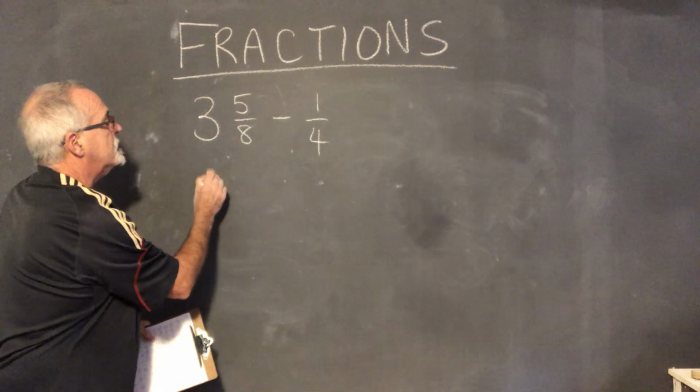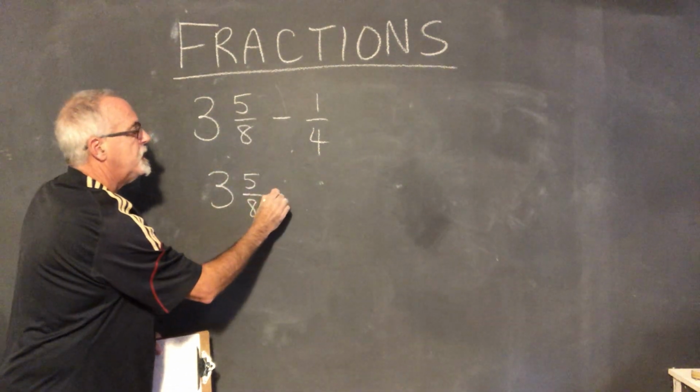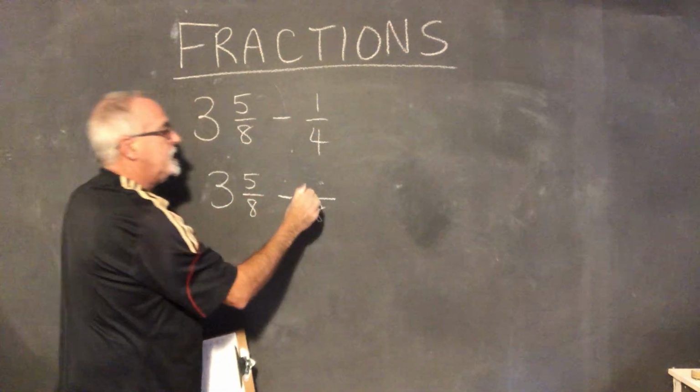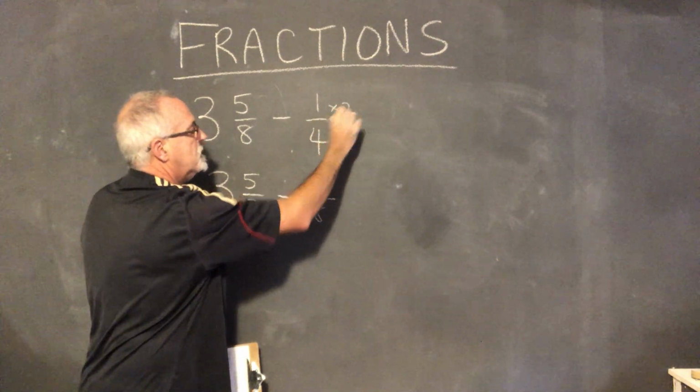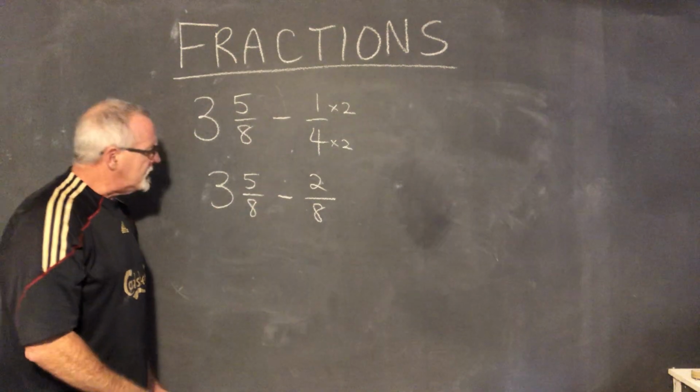So I will convert this. This one's already over 8. 3 and 5/8 doesn't have to change. But to get 1/4 to be over 8, 4 times 2 gives me the 8. 1 times 2 gives me a 2. Now we have a common denominator. Now, does this look a little confusing?